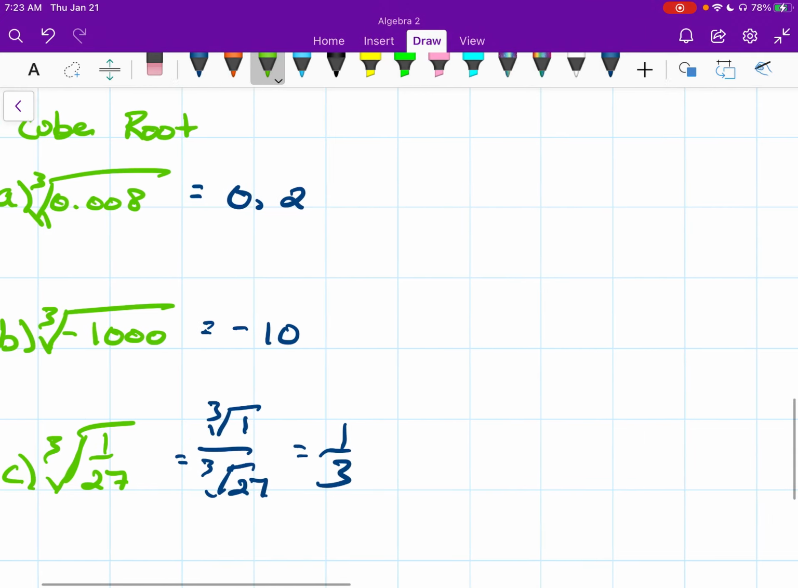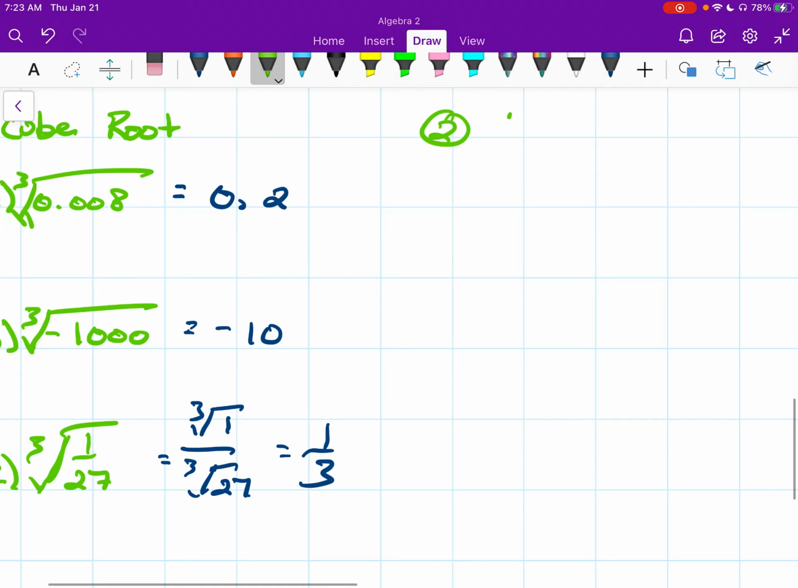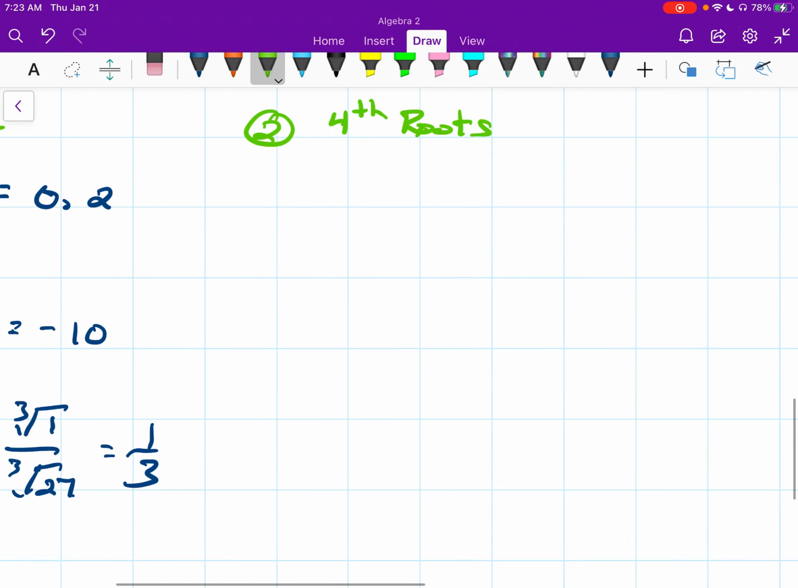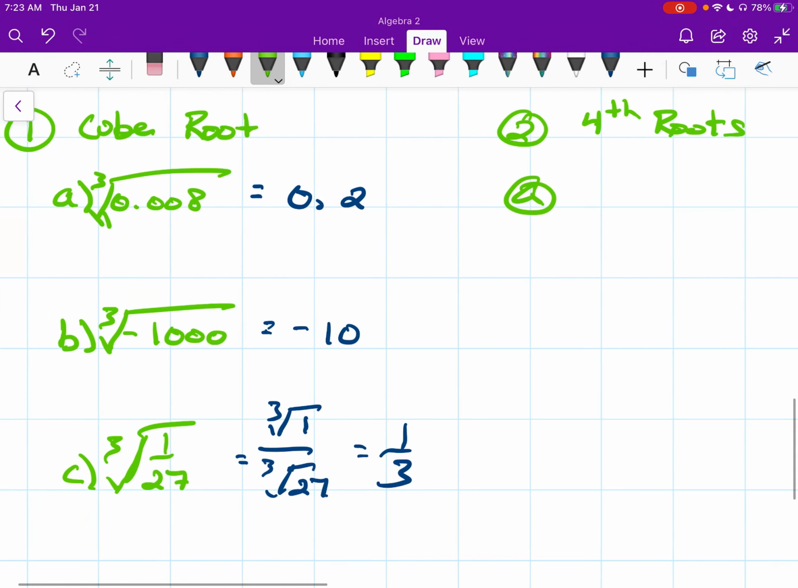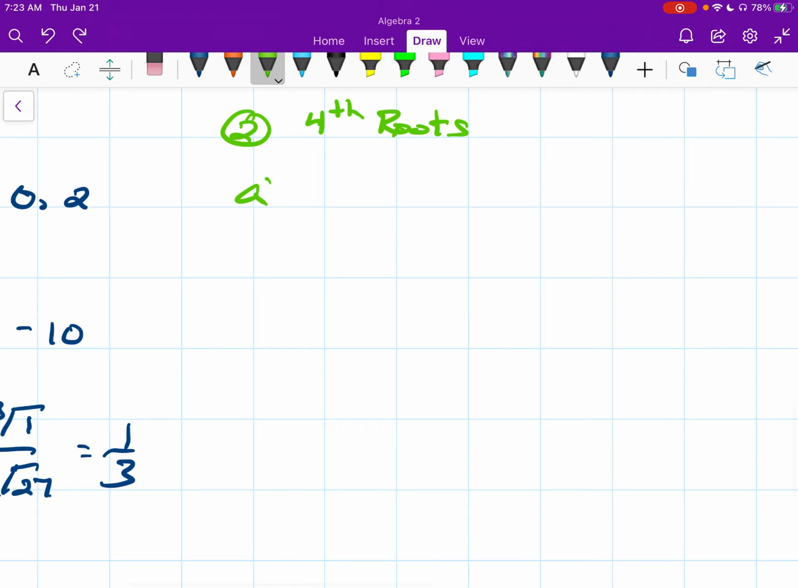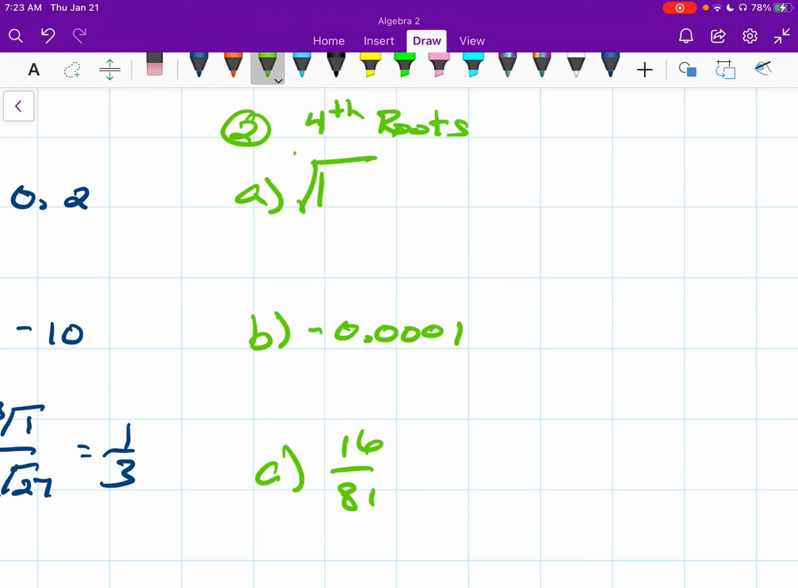All right, let's look at the next one, number 2. These are the fourth roots. Starting off, how did I write that? I wrote it differently than there. All right, starting off, I'm going to do 1, then we'll do negative 0.0001, and then we'll do 16 over 81. And I should write these as fourth roots like that. All right, there we are.